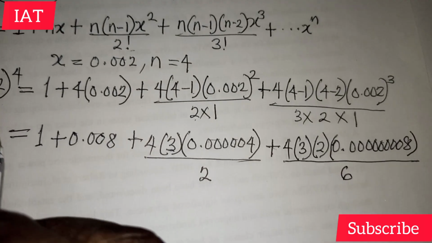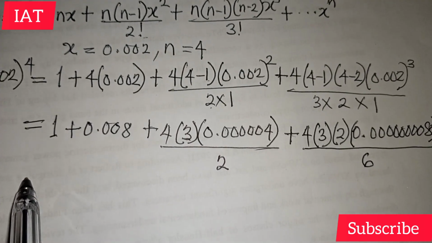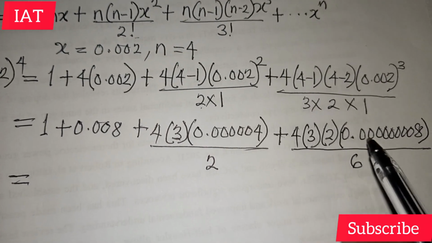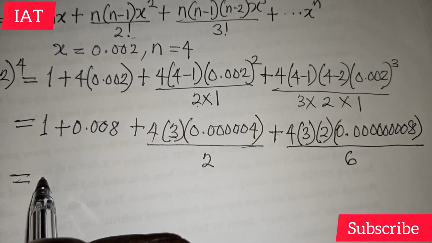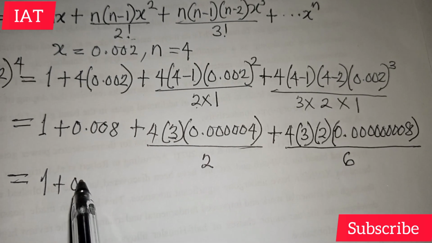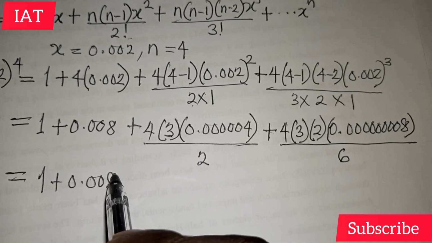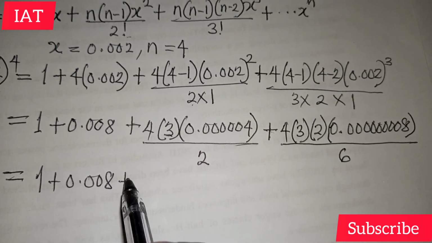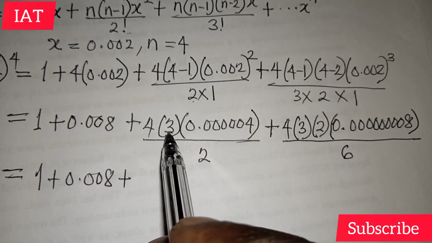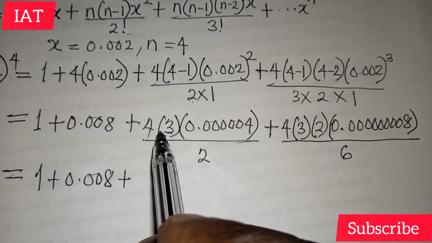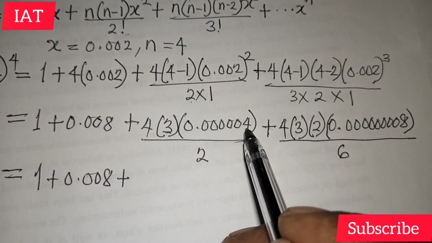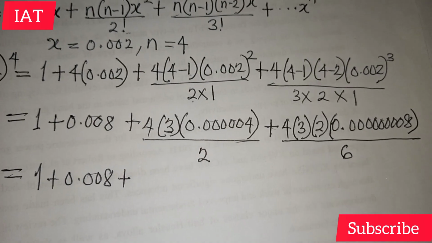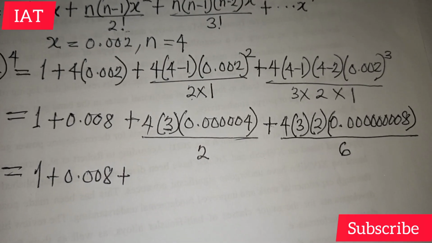So what do we need to do again? The next step is this. We need to simplify all these things further. We have to continue with the process by saying 1 plus 0.008 plus, of course, 4 multiplied by 3, that will give 12. So I'm going to check 12 multiplied by 0.000004, and then we divide it by 2. Let's see the solution to this.